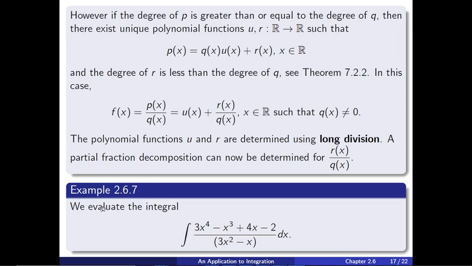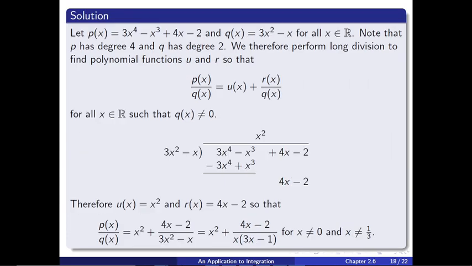So for example, we've got example 2.6.7 in the textbook. So we evaluate the integral. So we are given an integral where the degree of the numerator is 4 and the degree of the denominator is 2, right? So that means that we need to do this long division, right? So let p of x be equal to x to the 4 minus x to the 3 plus 4x minus 2, and q of x be equal to that. And note that p has degree 4 and q has degree 2.